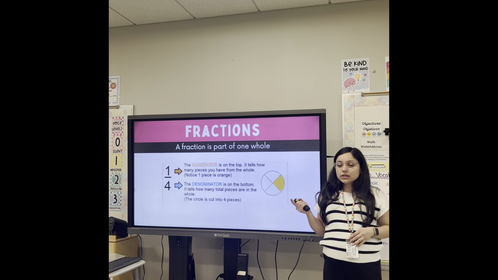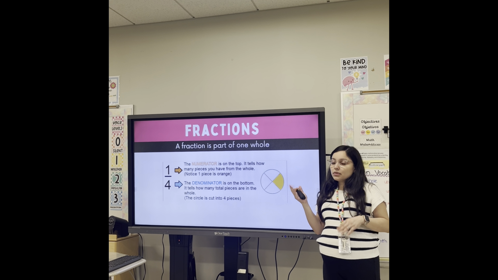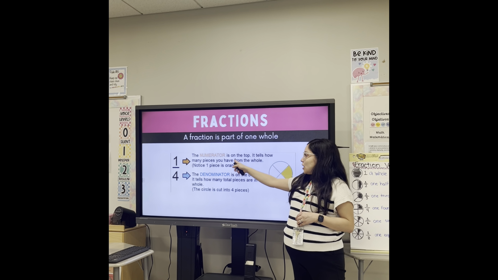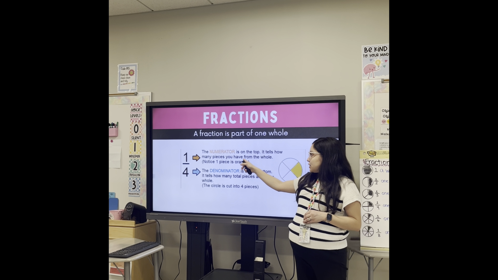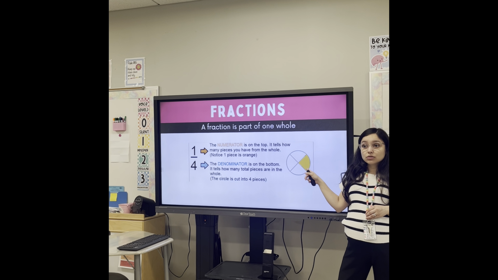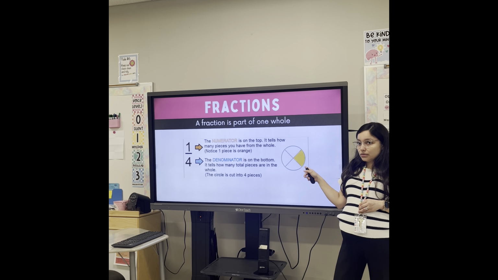So the numerator is the number on the top or on the bottom? The top. The numerator is on the top. It tells how many pieces you have from the whole. So notice one piece is orange. So the colored piece is the numerator, okay?